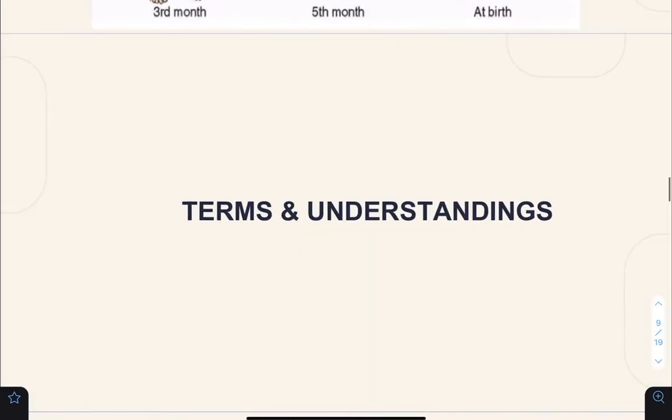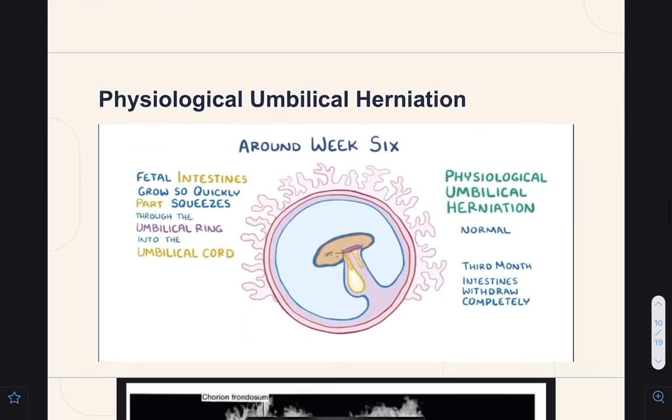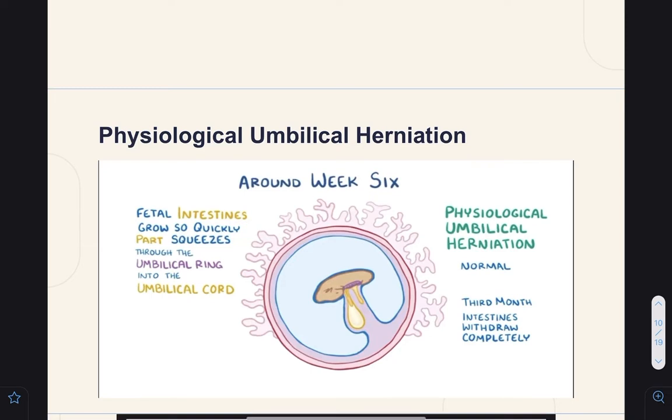Before we get into what happens when, there are some terms I need you to understand. The first one is physiological umbilical herniation. بالسلايدز قالوا لكم إنه the umbilical cord is going to form by the 3rd month. And that's true, but to an extent. The umbilical cord is going to start to form way before the 3rd month. اللي بيصير بالشهر الثالث physiological umbilical herniation.